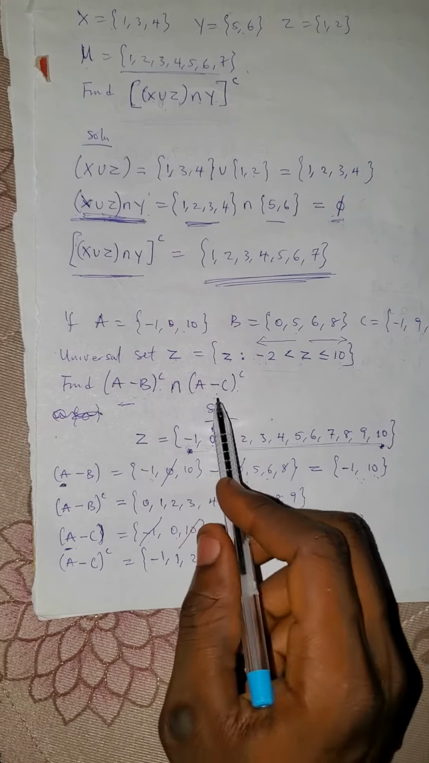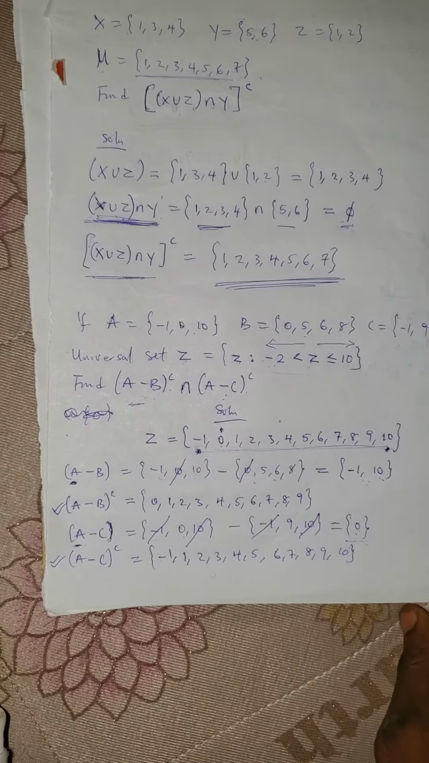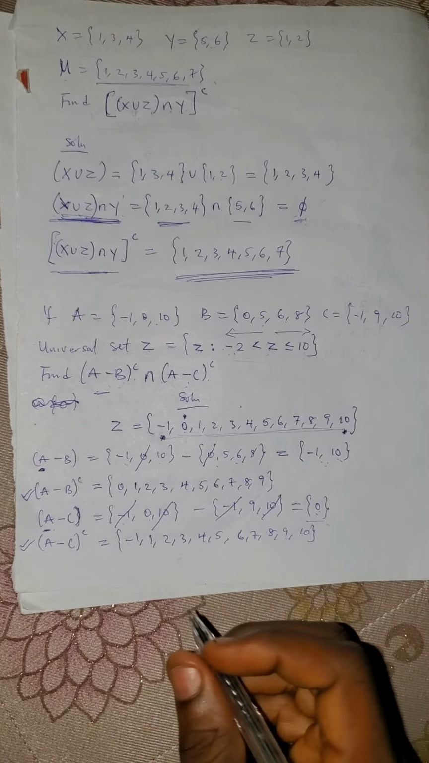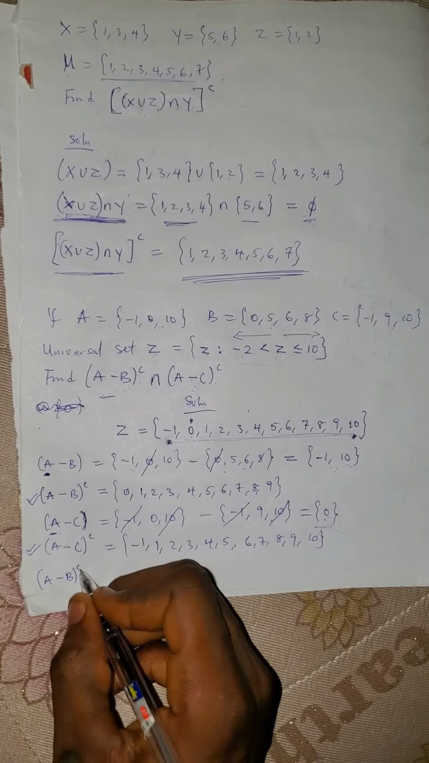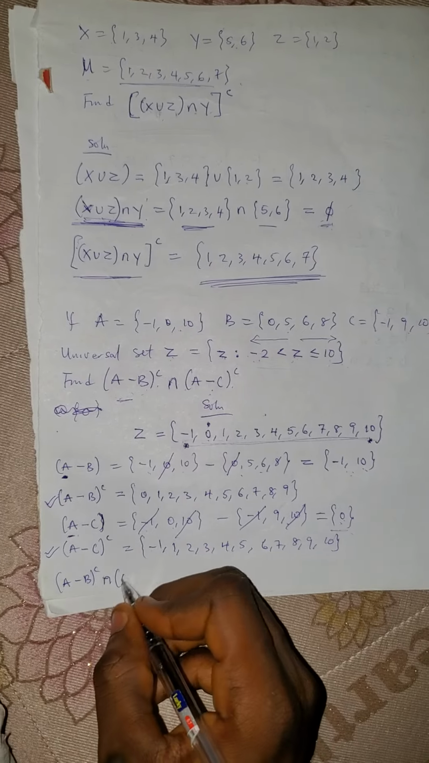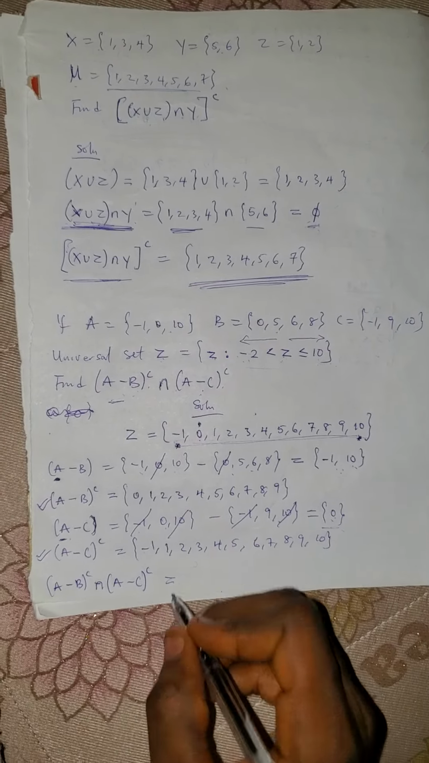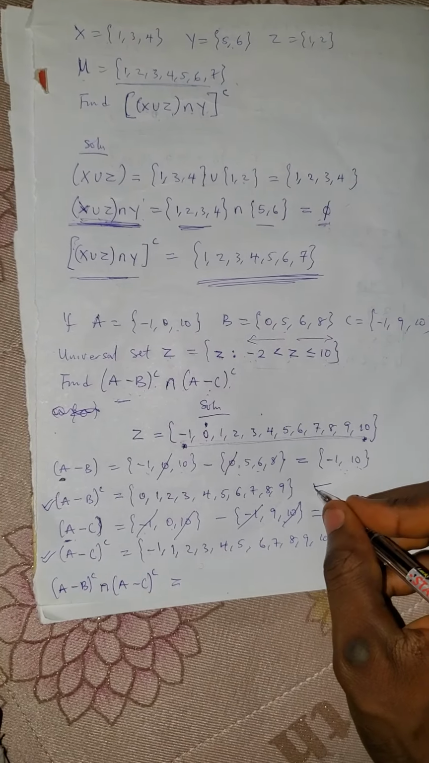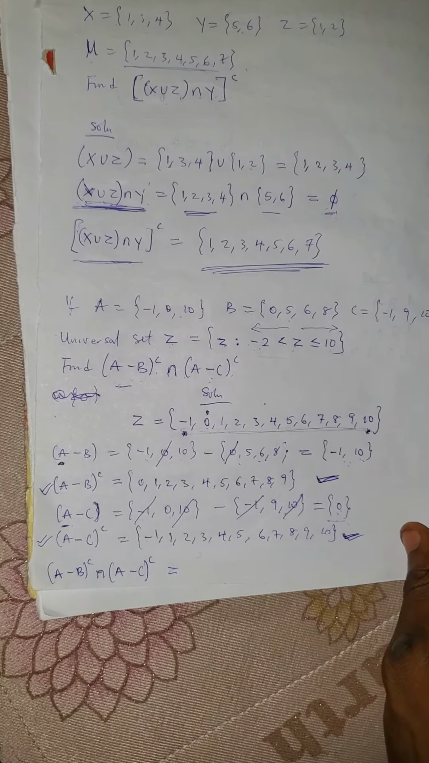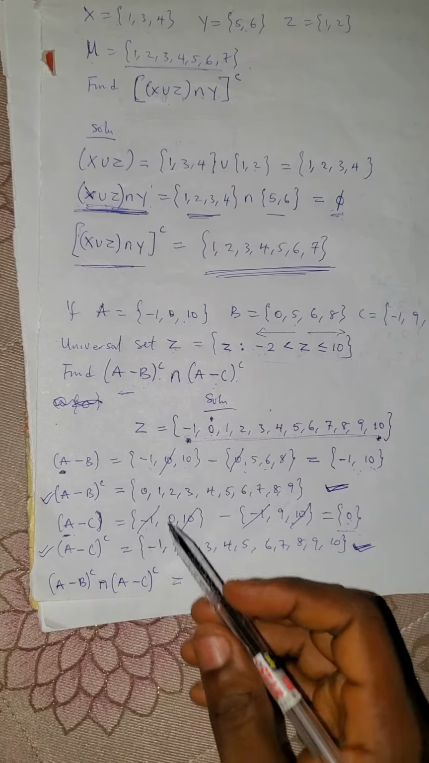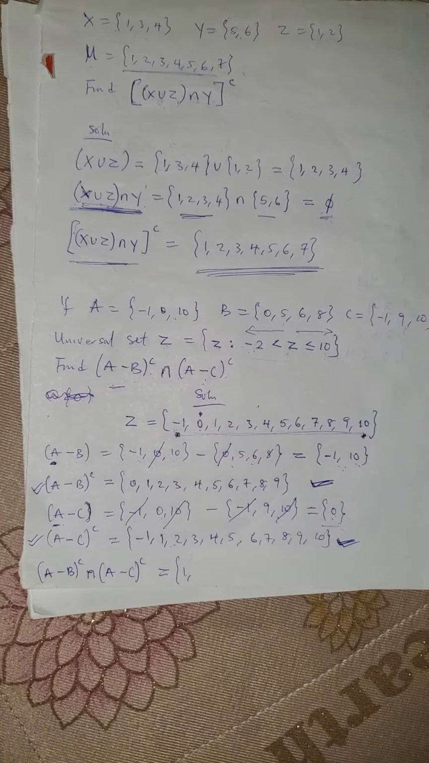We've gotten A minus B complement, which is here. We've gotten A minus C complement. So let us intersect the two together. That is A minus B complement intersection A minus C complement. This intersection means what the two have in common. Now let us see what they have in common. We have 0 here, 0 here, no. We have 1 here, is 1 here, yes. You have 1 in common.